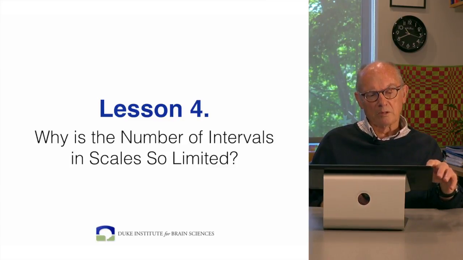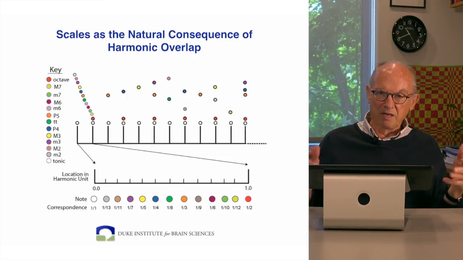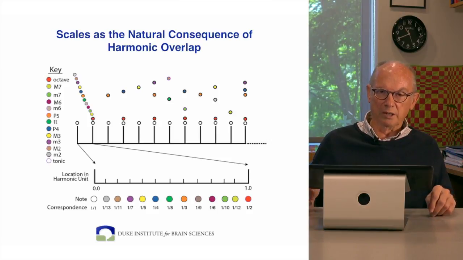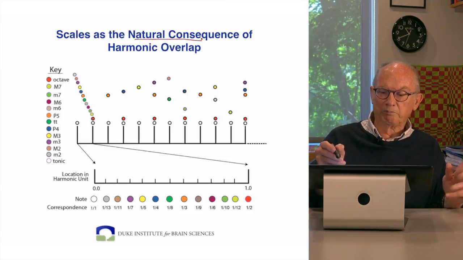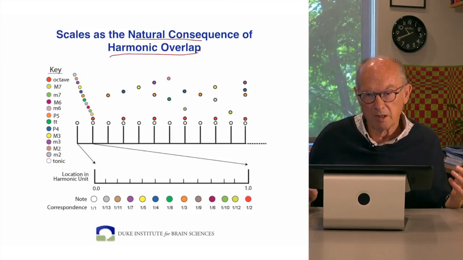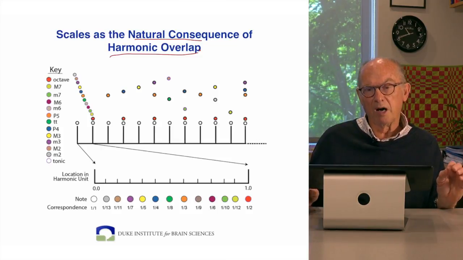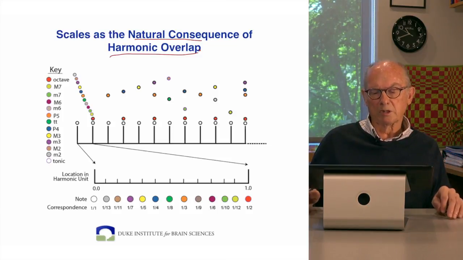To answer that question, let's go back to a slide I showed you before, which is really the theme of the whole module today and of the previous module on consonants, and that is that scales today are a consequence of harmonic overlap. And that's what I just finished telling you, that the scales that we like are the ones that have high harmonic overlap and therefore a strong correspondence, a strong association with human vocalizations.